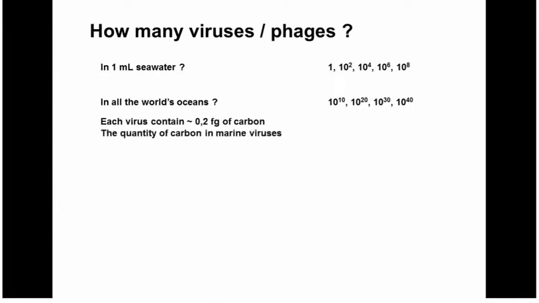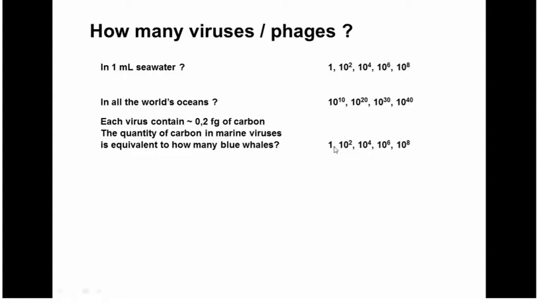These numbers came from a Nature comment article by a marine biologist called Chris Suttle, so I kind of shamelessly lifted them from there. What he proposed in the article was that each virus will have about 0.2 femtograms of carbon. So how much carbon is that? You can take your calculator out and multiply this by that, and calculate the number of kilograms. But his idea was to ask how many blue whales this is equivalent to, just to try and envisage the size of this stuff.